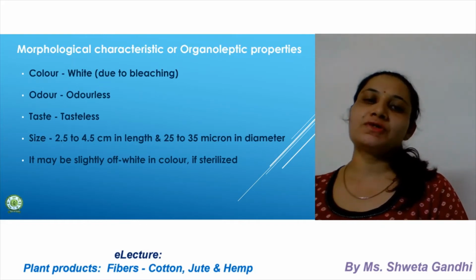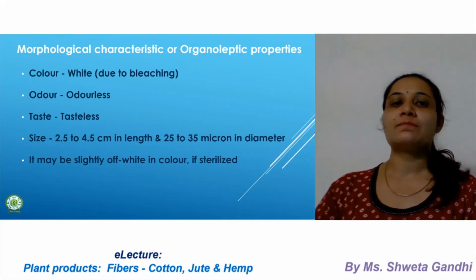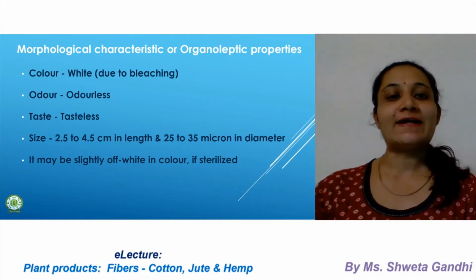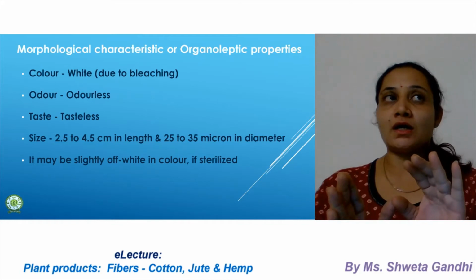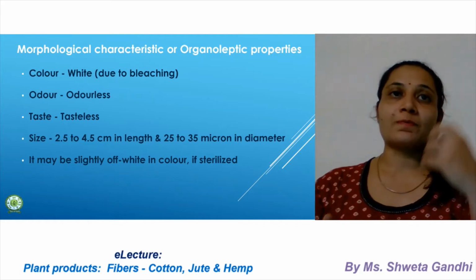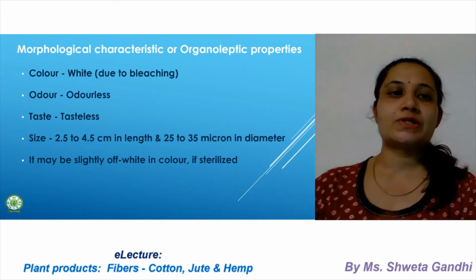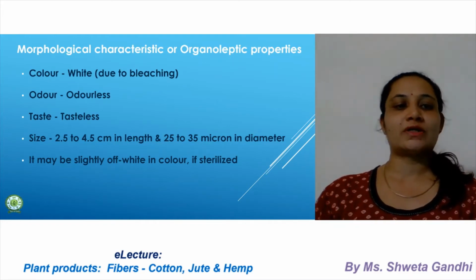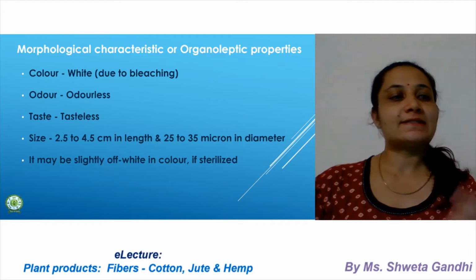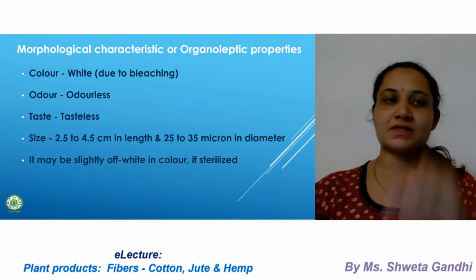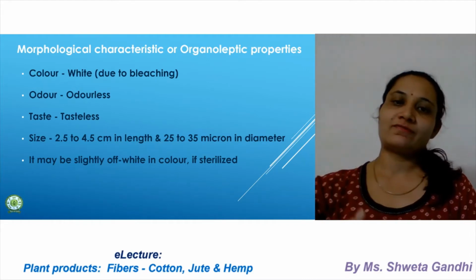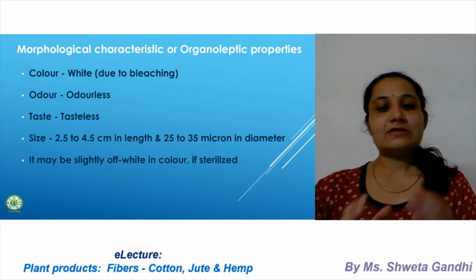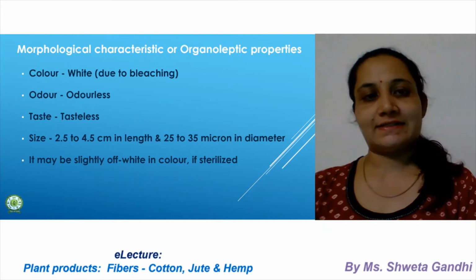What are the morphological characteristics, or the organoleptic properties, of the cotton? Color is white due to bleaching. Otherwise, the cotton which we obtain from the plant is a little yellowish in color, but due to bleaching we can convert it into white. Odor is odorless, tasteless. Size is 2.5 to 4.5 centimeter in length and 25 to 35 micron in diameter. It may be slightly off-white in color if sterilized.